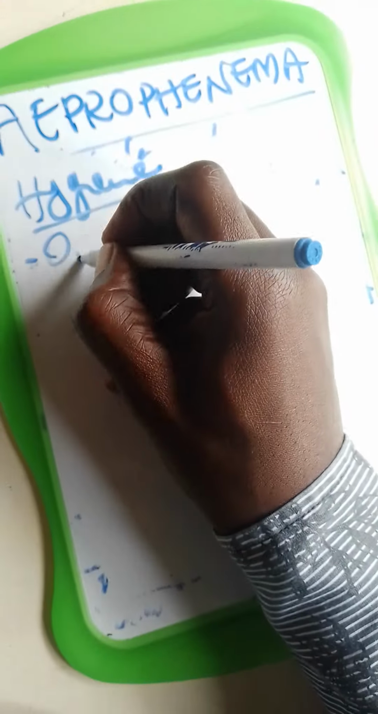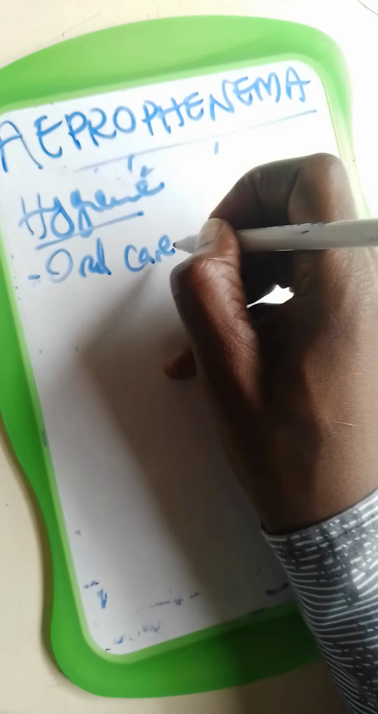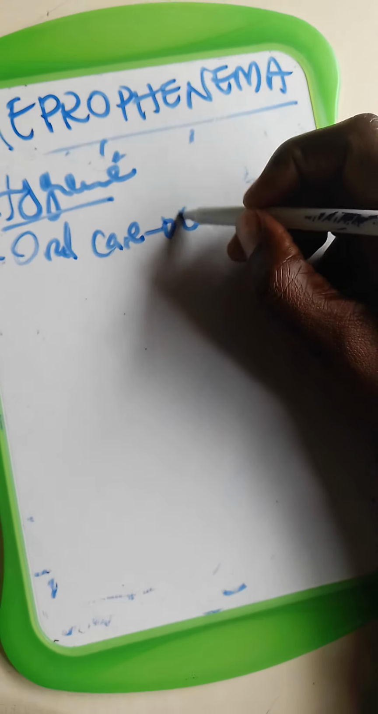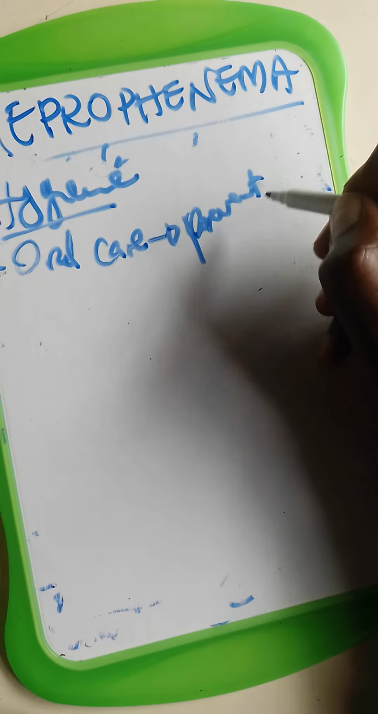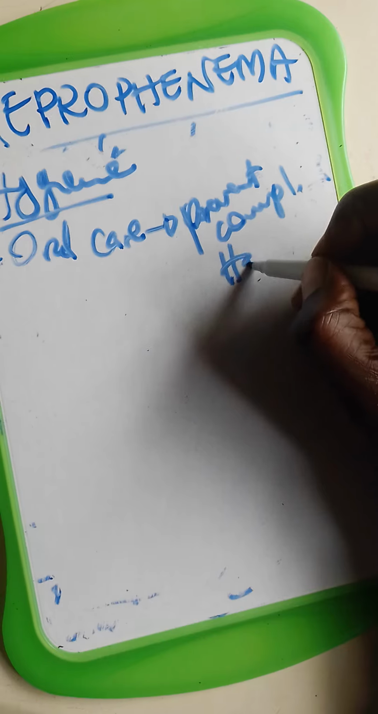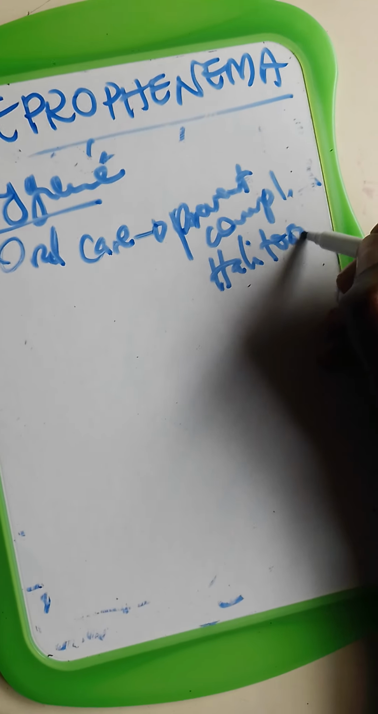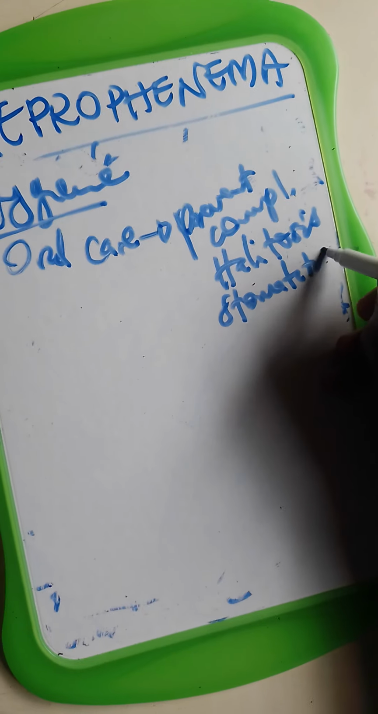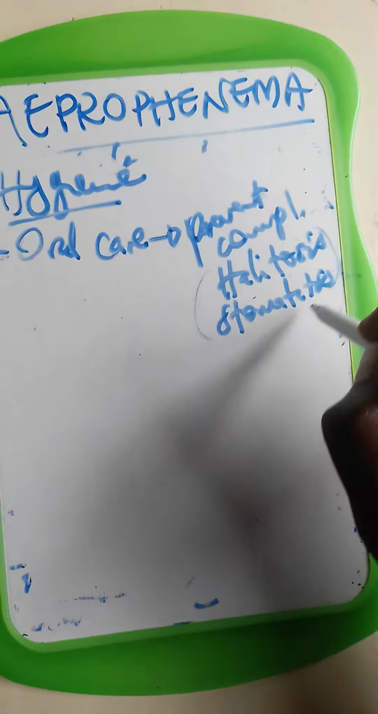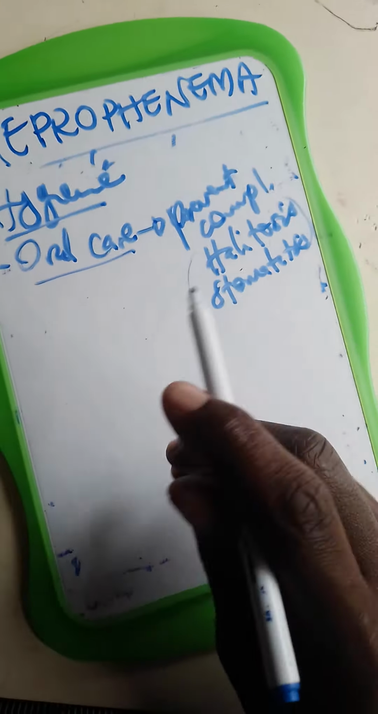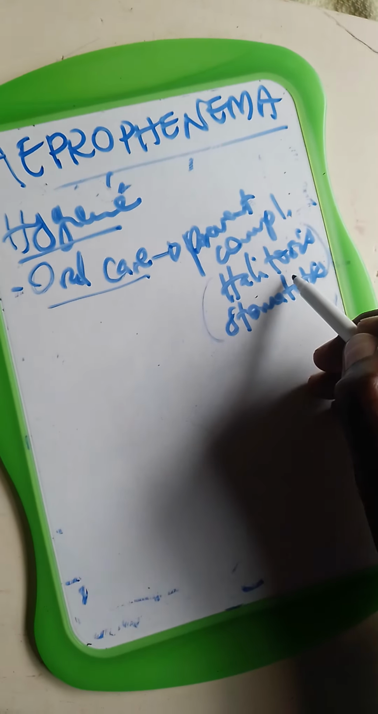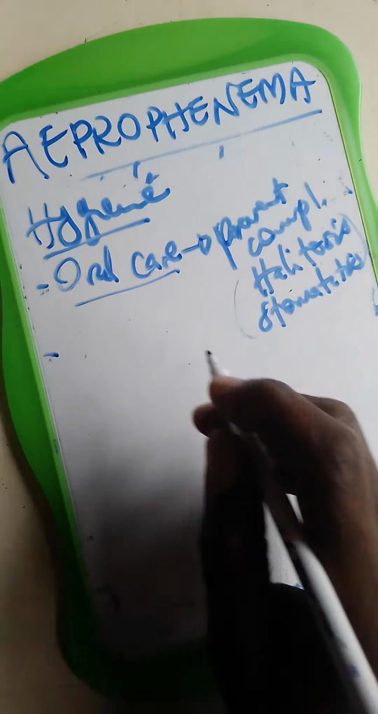So you are going to provide oral care to the patient to prevent complications of the mouth, such as halitosis or maybe stomatitis. These are the complications of the mouth that you're trying to prevent when you offer oral care. So you say, I will offer oral care to prevent complications of the mouth, such as halitosis or stomatitis.